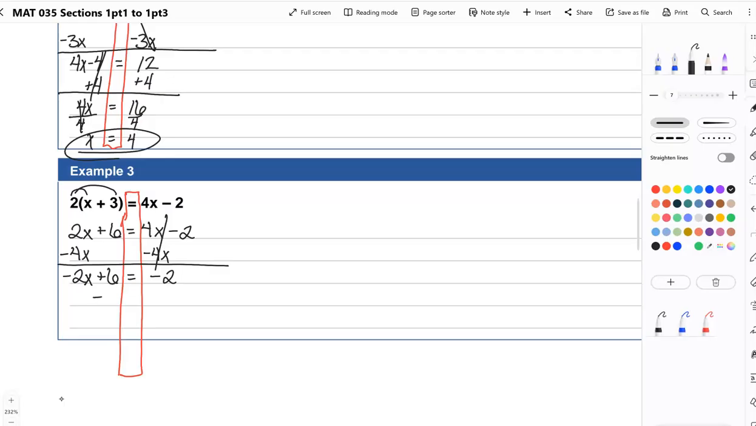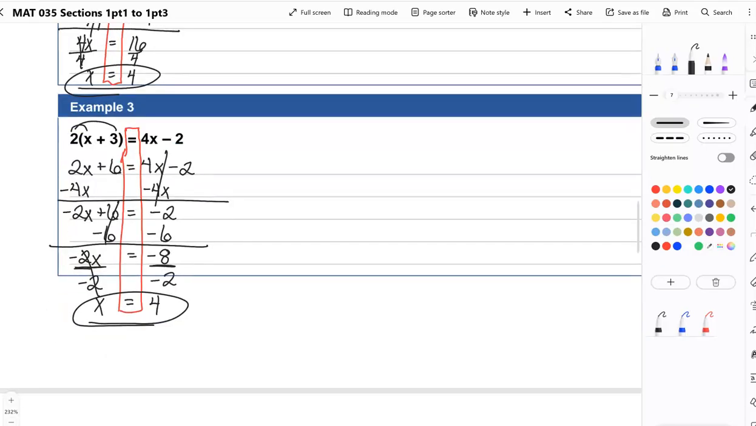We're going to do opposite again. So we're going to peel off that layer with that 6 by subtracting it. 6 minus 6 zeros out. We're left with minus 2x. Negative 2 minus 6 is negative 8. So now I have negative 2x equals negative 8. This is understood multiplication, so we're going to do the opposite, and we're going to divide by negative 2. So negative 2x divided by negative 2 is going to give us just a 1 times x, which is x. Negative 8 divided by negative 2 is a positive 4, so we get x is equal to 4.